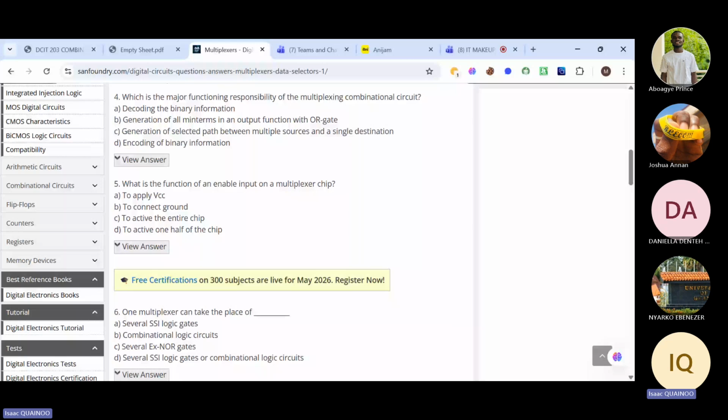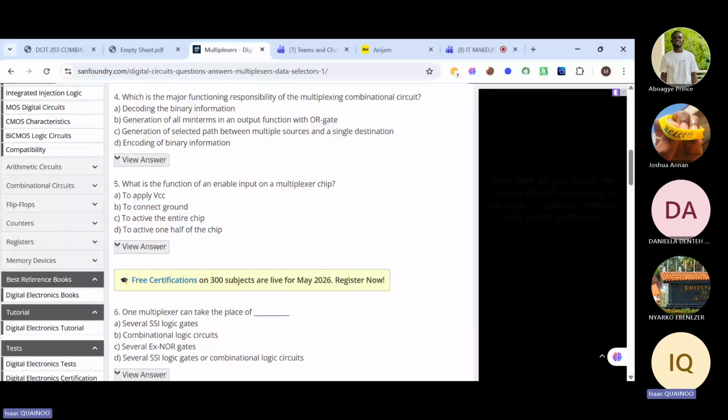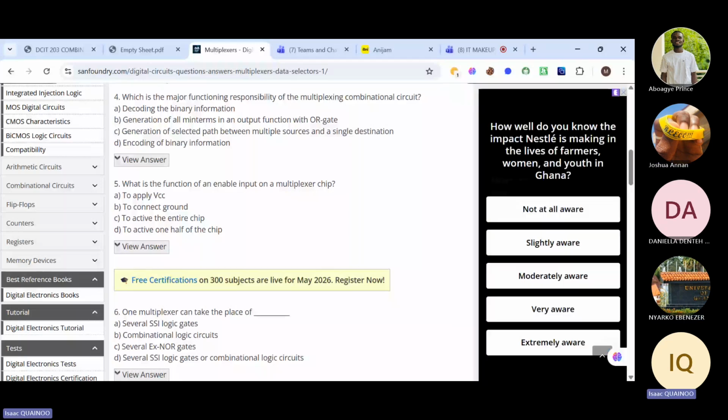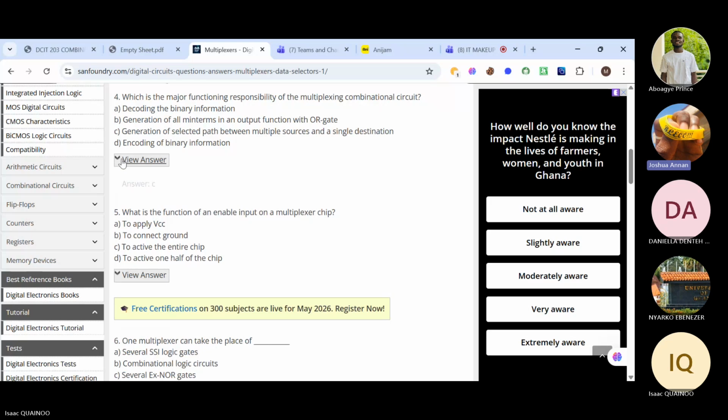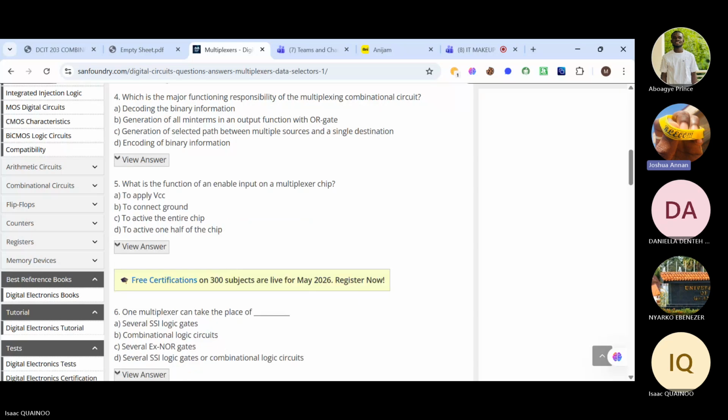With question 4, I'll go for a C. That is generation of selected paths between multiple sources and a single destination, because I believe that better fits the definition and functionality of a multiplexer. But please, can you explain why we are going for B? That is generation of all minterms in an output function with OR gates. Because when we look at the multiplexer, we found min terms in it, and we use that min term to generate an OR gate.